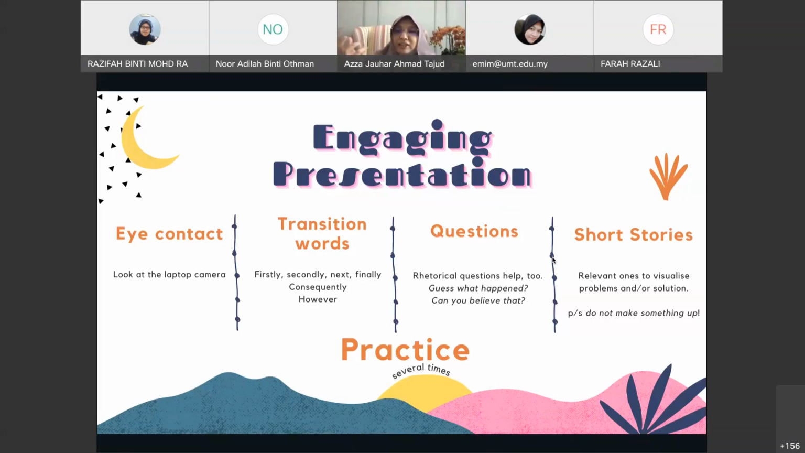So I think short stories is really meaningful, not just in all the arts subjects, but in science subjects too. It's important, you all have to find good stories and relevant stories, okay? But you have to make sure you do not make something up. Don't make up stories, because people will know when you lie, okay?